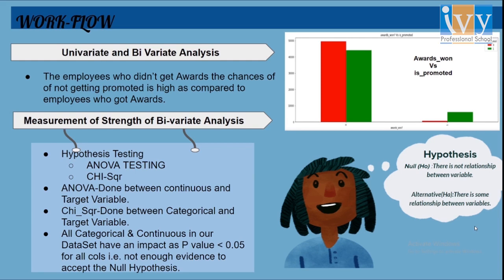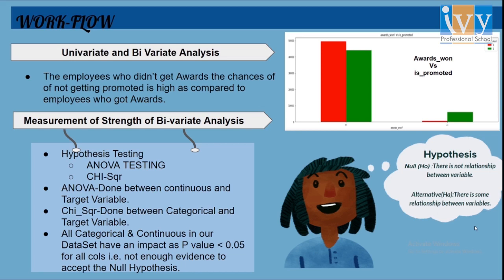So let's measure the strength of the bivariate relationships that we have seen in the visualization analysis using bar plots. To know the strength of the bivariate analysis, we have to perform hypothesis testing. I have performed ANOVA testing and chi-square testing. ANOVA testing is done between the continuous column and the categorical column. As you know, the target variable is categorical, so I have performed the chi-square test between the categorical columns and the target variable.